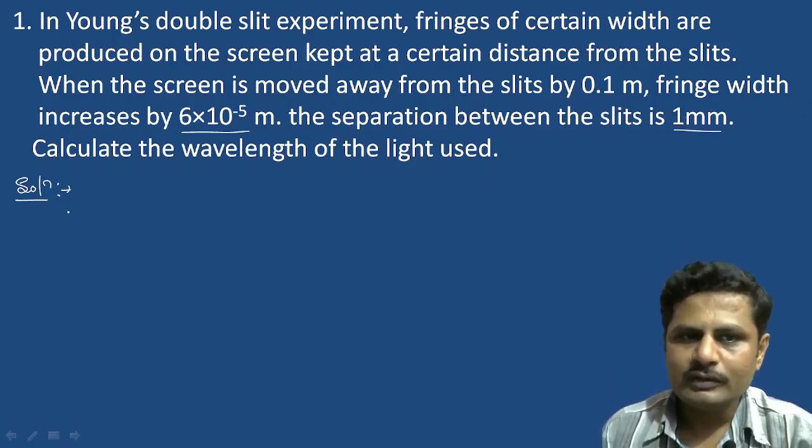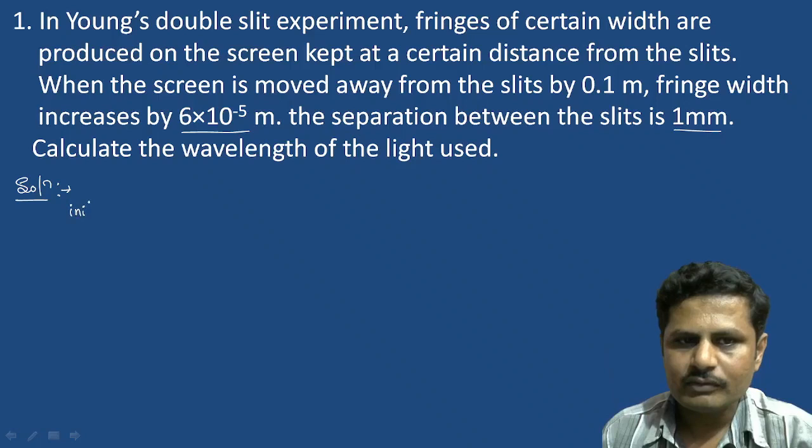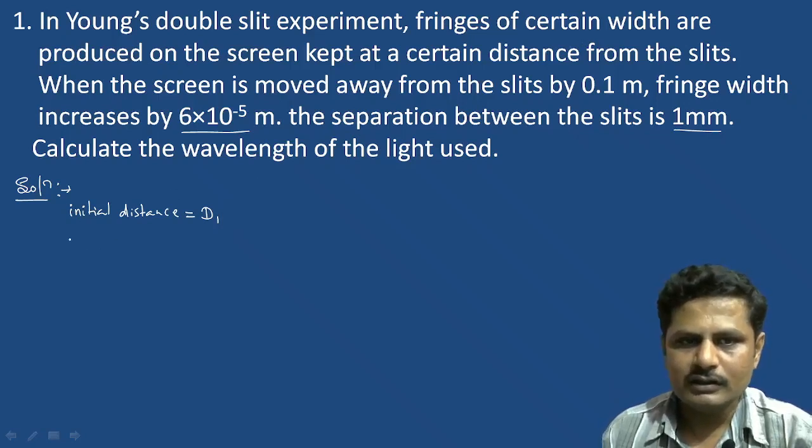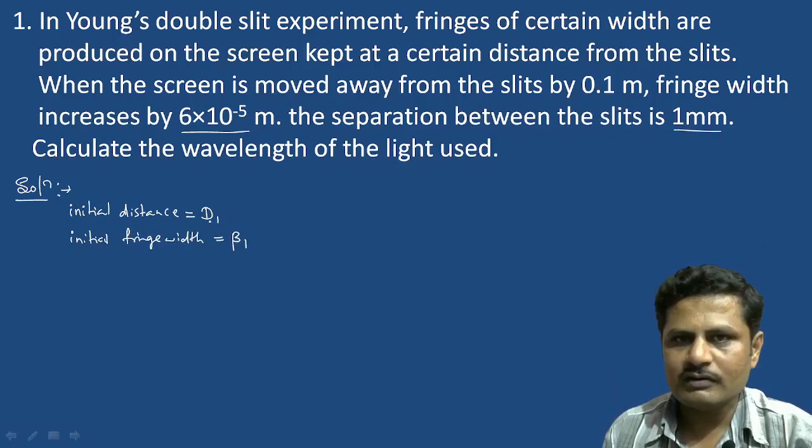So let me assume the initial distance. We are having a certain distance between the screen and the slits. Let me consider that distance as d1. When the distance between the screen and the slits is d1, we will be having a certain fringe width, the initial fringe width. Let it be beta 1.